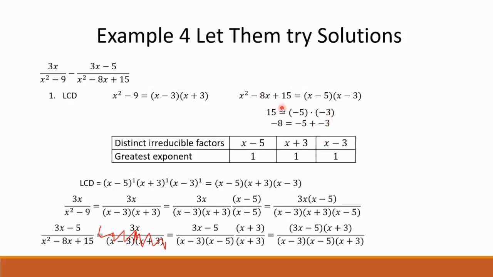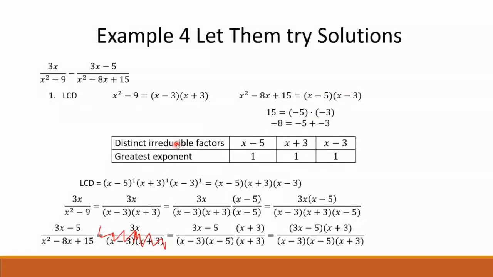I mean, if it doesn't, you could always just use trial and error anyway, because both numbers have to multiply to 15. The sum has to be negative 8. But anyway, you get x minus 5 times x minus 3, okay? And so we have our factorizations. We have x minus 3, x plus 3 times x minus 5, x minus 3.